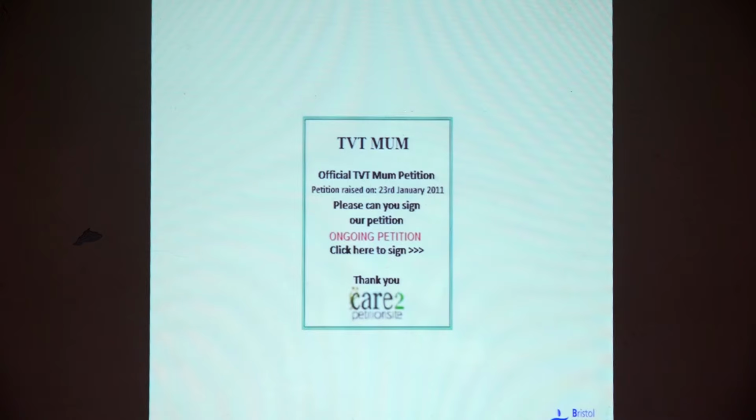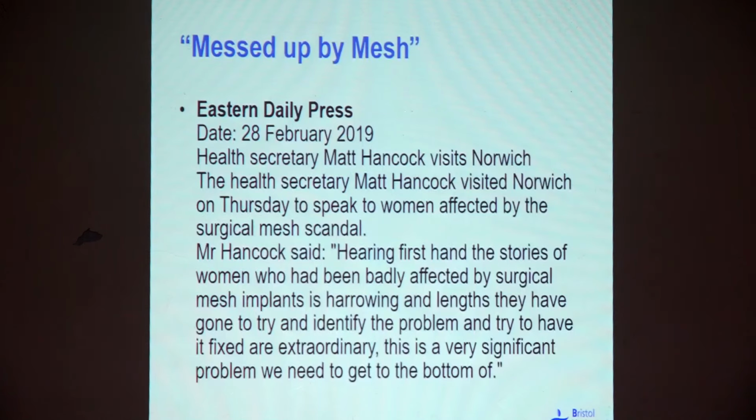So back in 2011, there were a group of women who decided that the urologists and gynecologists in Britain were not taking them seriously. So they formed this group. At the time, TVT was the most popular operation. That stands for Mixed Up by Mesh. And this is the official petition. And this has really gained a lot of positive movement for these disaffected patients.